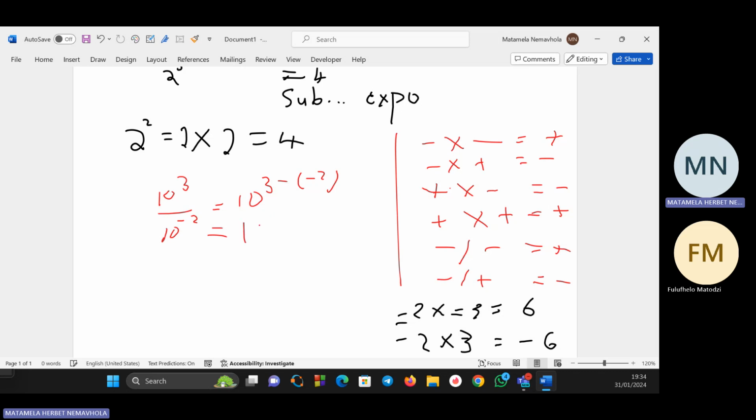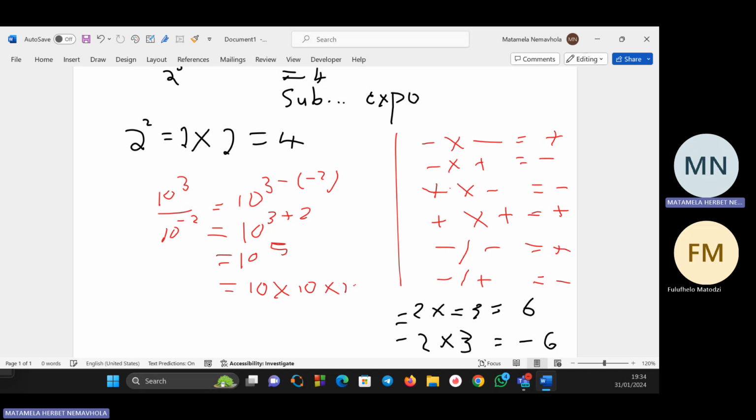So when you write it, this is going to be 10 to the power 3 plus what? Plus, because the answer is going to be positive, plus 2. So when you say plus 2, this is the same as 10 to the power 5. And 10 to the power 5 is the same as what? You can say 10 multiplied by 10, five times.